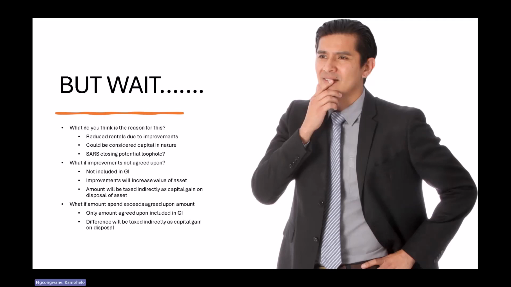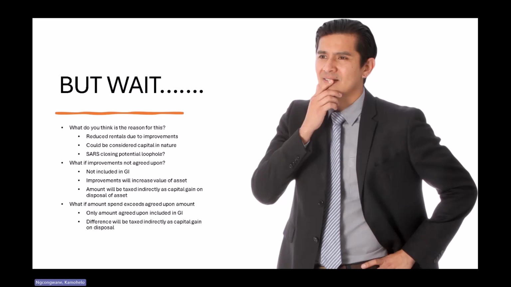And what if the amount exceeds what was agreed upon? Only the amount that is agreed upon goes into your gross income, and the other party gets a deduction for that amount. Now, there are other parts to this that look at how it's actually implemented in practice, but we're not going to go into that, because what we're focusing on here is the act as it is and how it's meant to be applied.